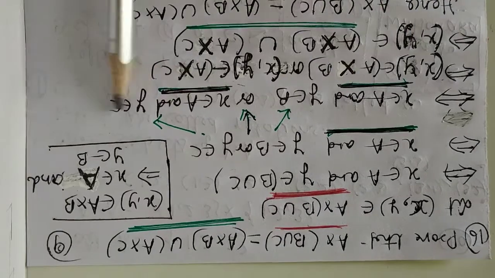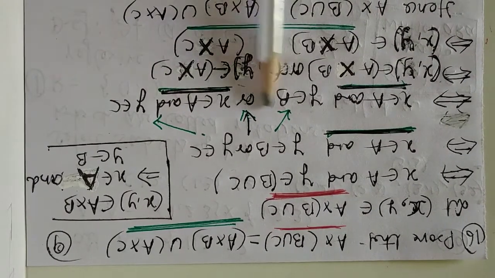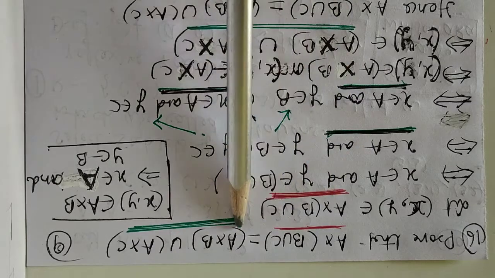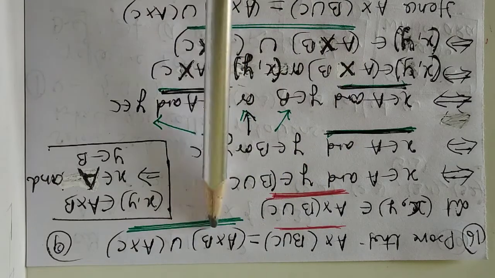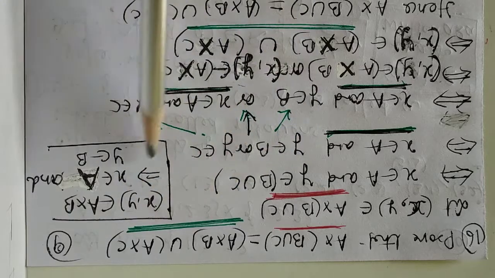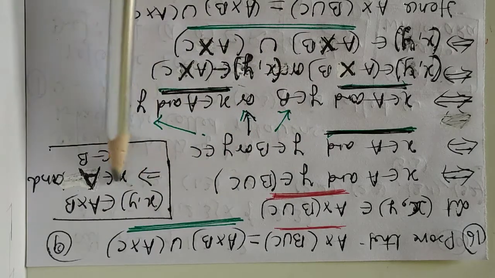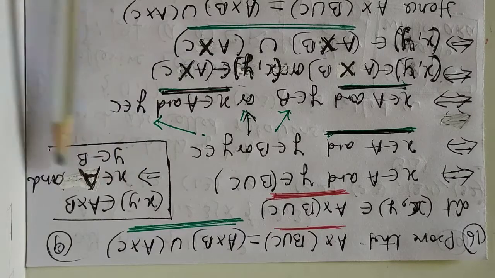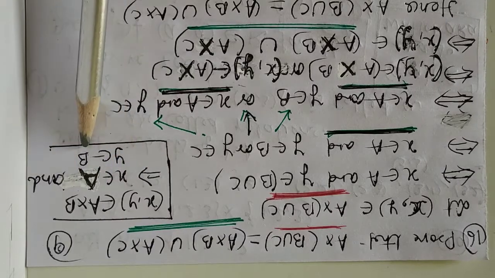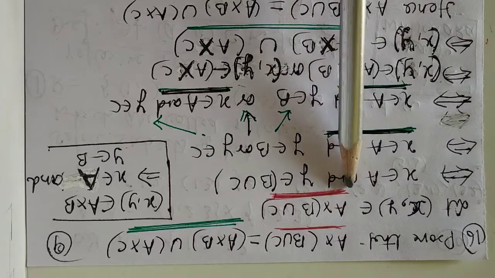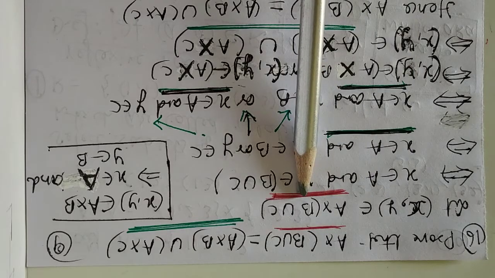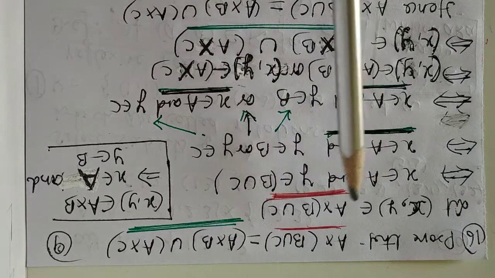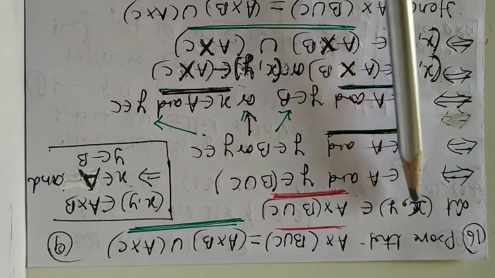This is the proof of some relations. A cross (B union C) is equal to (A cross B) union (A cross C). Now this is the definition: if (x, y) belongs to A cross B, then x is a member of A and y is a member of B. We follow this definition. So let (x, y) belong to the cross product. Remember that in case of a set only x is taken, but in case of a cross product we take an ordered pair.